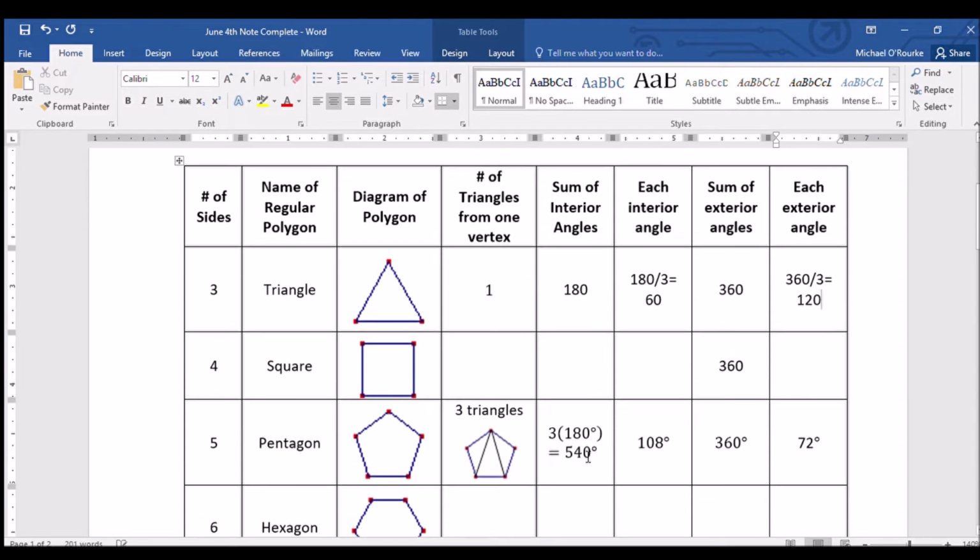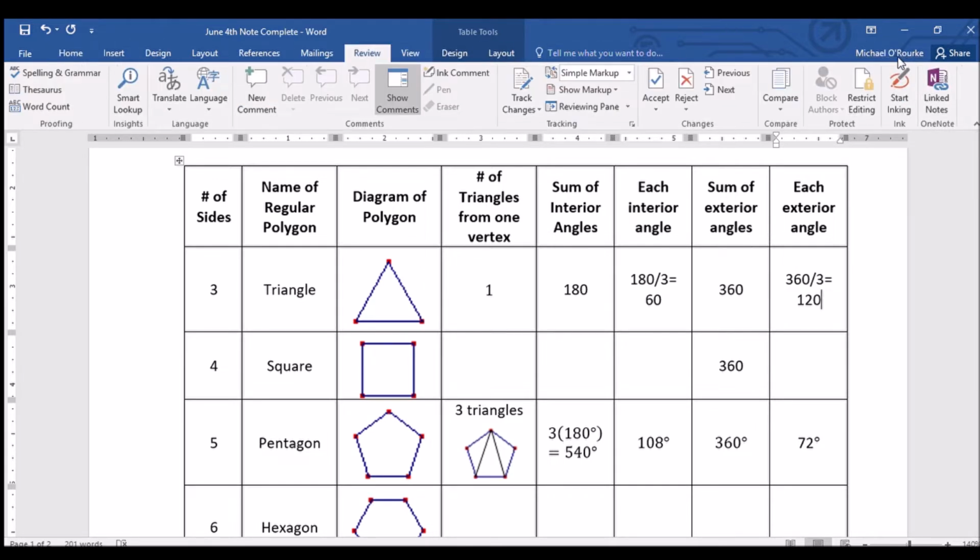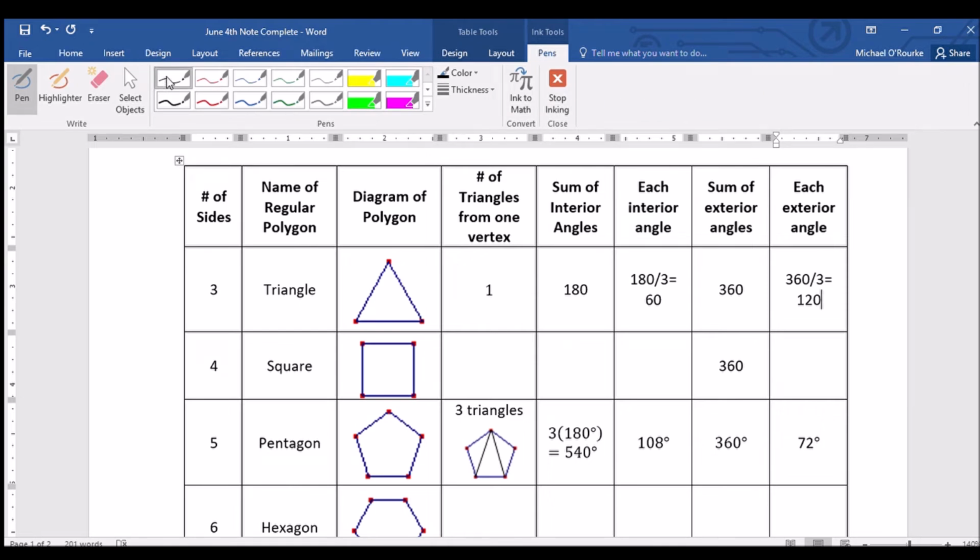So let's do this one here. So 4-sided, it's a square or rectangle. Here's how many triangles can I draw from one vertex? Well, let's use a red pen, and I'm going to start with this vertex. I can make a triangle here. Now I can't go here because that's not going to make a triangle. So now I have 2 triangles. I have 1 and 2. You can tell I'm drawing with my mouse.